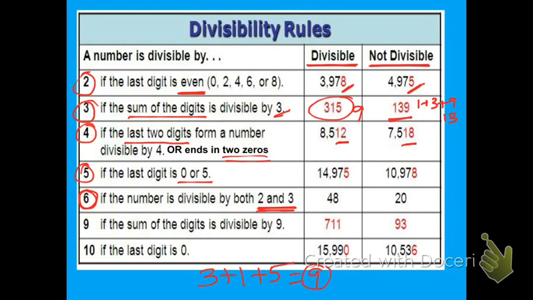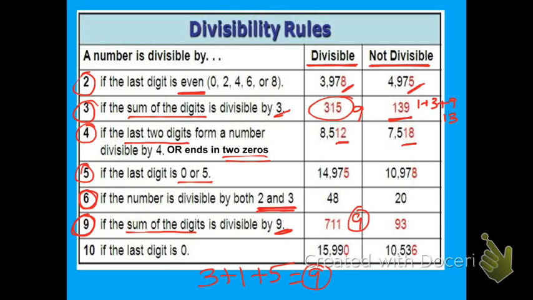Okay? 9, highlight 9. That's another one that's a little tricky. 9 is exactly like 3 except for one difference. The sum of the digits has to be divisible by 9. Okay, so not just 3, but 9. So in this example, we have 711. That looks like nothing would divide into it, doesn't it? I look at that and go, oh, that one must be prime. Nothing's going to go into that. But if we add 7 plus 1, we get 8. Plus 1, we get 9.